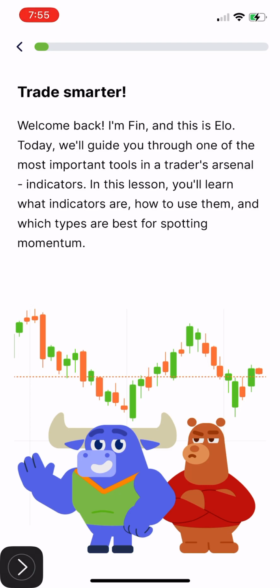Today, we'll guide you through one of the most important tools in a trader's arsenal, indicators. In this lesson, you'll learn what indicators are, how to use them, and which types are best for spotting momentum.